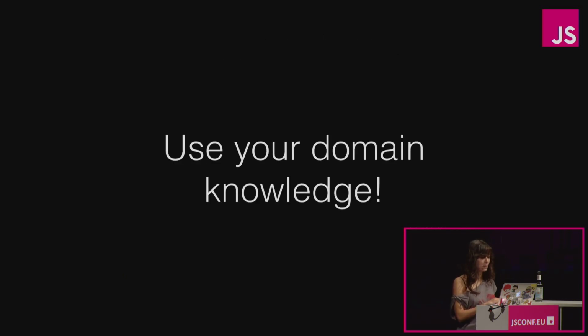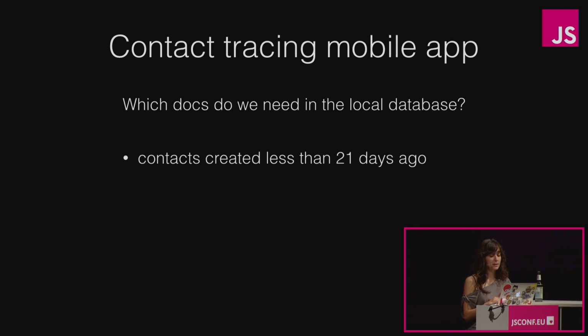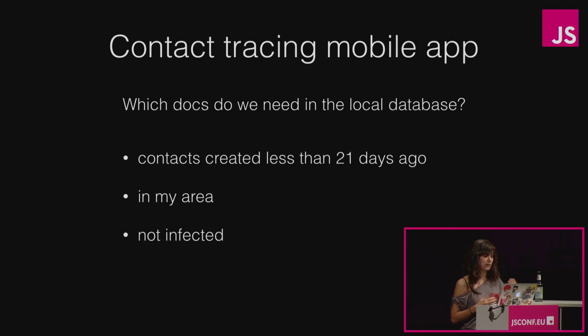Use your domain knowledge. As an example, our contact tracing mobile application, as I said, was just a dropdown with names, and then you fill in the symptoms, right? So we were replicating everything, and then we realized, OK, why do we need all these documents? Actually, we don't need any contact after 3 weeks, because then they are not contacts anymore, because the incubation period is over. One particular contact tracer only works in one area, not in the whole country. And if people turn out to be infected, then they are not followed up anymore, so I don't need these contacts either. If you just change from replicating everything to just replicating this subset, it's already a huge improvement.